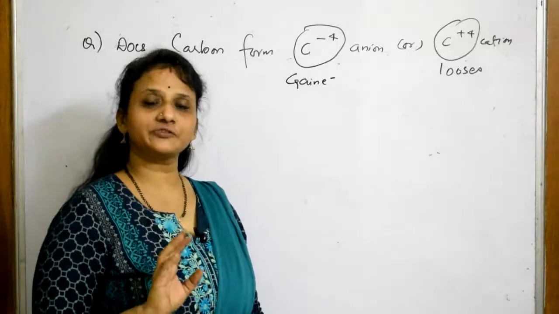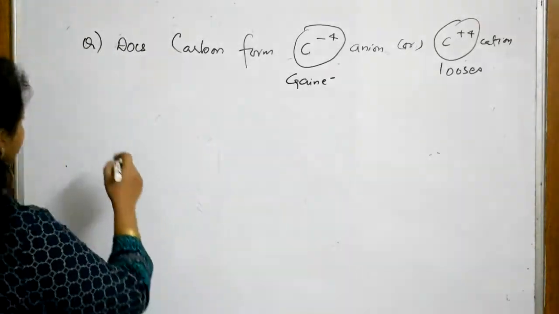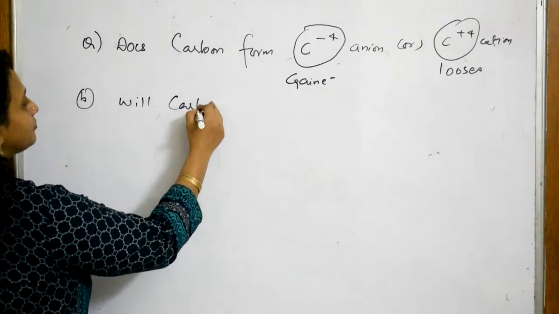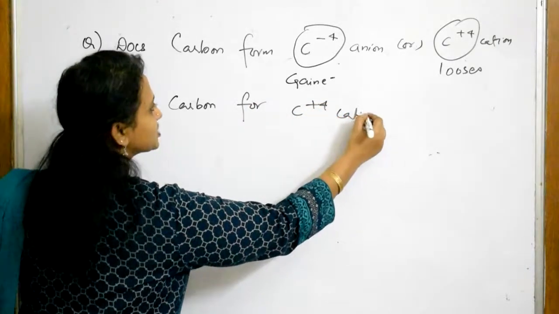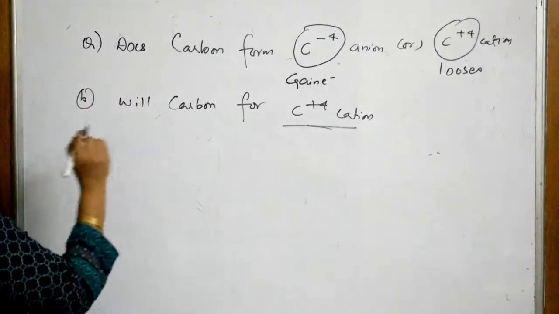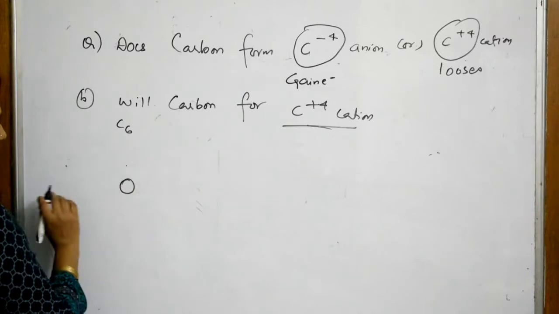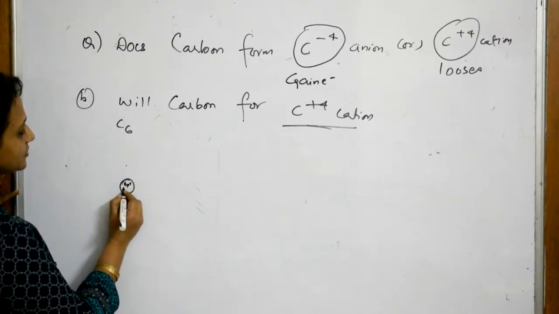Right. So now we have seen carbon doesn't form C minus 4 anion. Now let us come to the next concept, that is, will carbon form C plus 4 cation? Plus means cation, isn't it? Right. Let us again see the same thing. Now I said carbon atom, atomic number 6. Let us draw. First is a nucleus. Okay. So in the nucleus you have 6 protons and you have 6 neutrons.